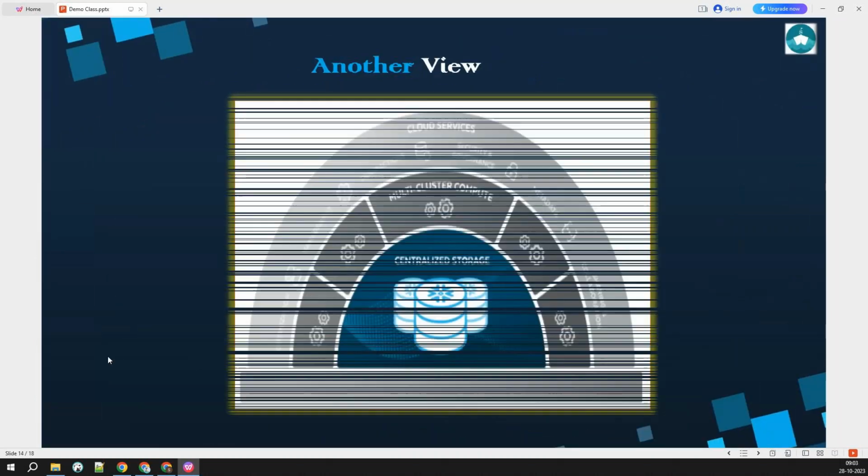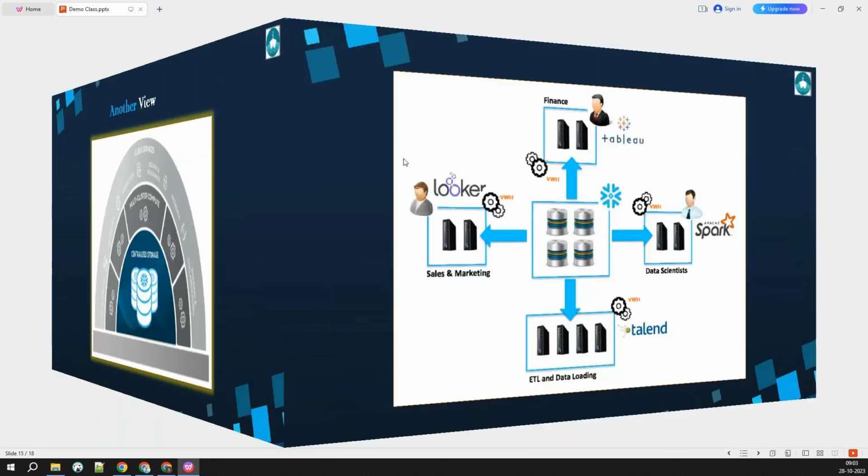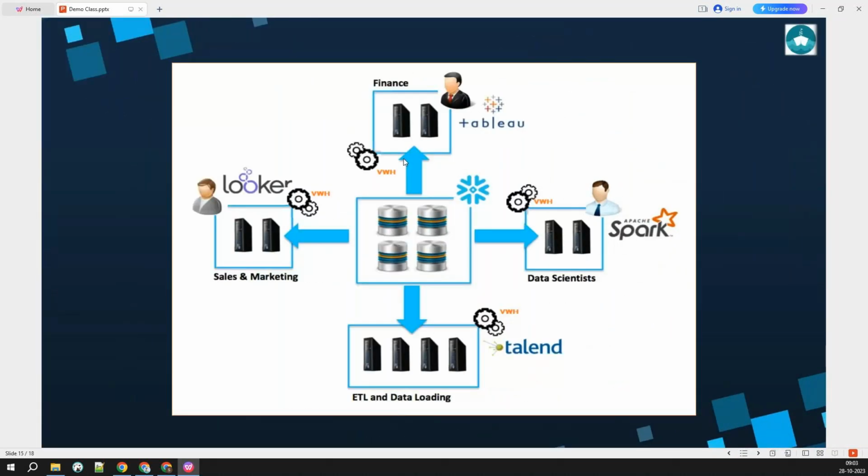This is one more view of the Snowflake architecture. This is a centralized storage location having different partitions. These are virtual warehouses, and these are the cloud services layers: metadata, security, transaction management, optimizer, all these. Okay, the gray colored one, right? Next, I was saying, multiple users can use Snowflake at a time.